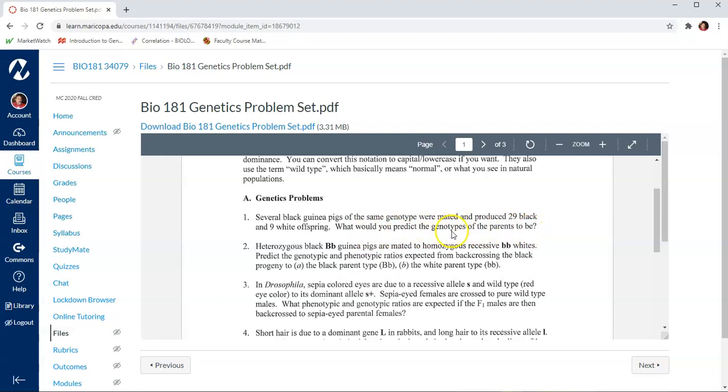There's a difference between genotype and phenotype. Phenotype is what you see. Genotype is what your genes actually are. And those two can be different. Anyway, by the time you're done with chapter 14, you'll be able to solve these problems relatively easily if you pay attention to the lectures.